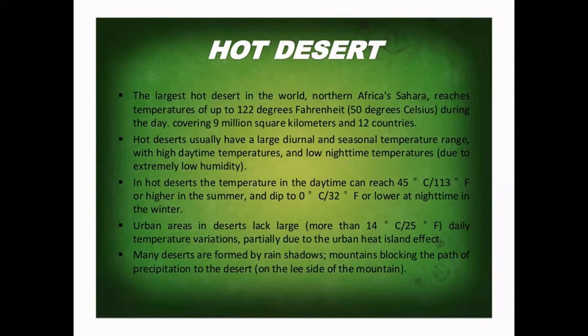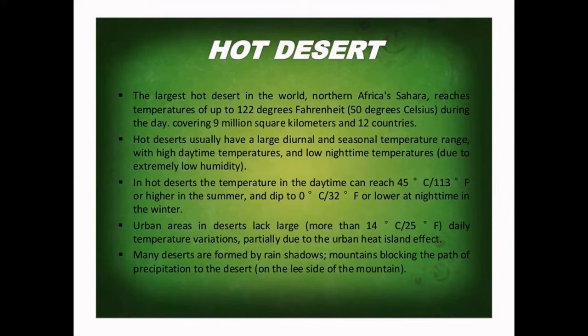12 countries. Hot deserts usually have a large diurnal and seasonal temperature range, with high daytime temperatures and low nighttime temperatures because of low humidity. In the daytime, temperatures can reach 45 degrees Celsius, or 113 degrees Fahrenheit or higher, in the summer, and dip to 0 degrees Celsius or lower at night.